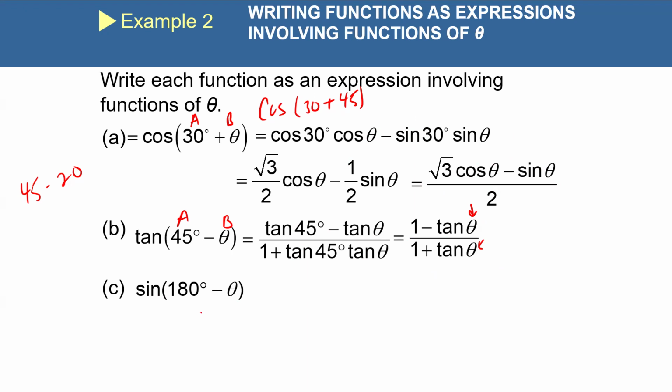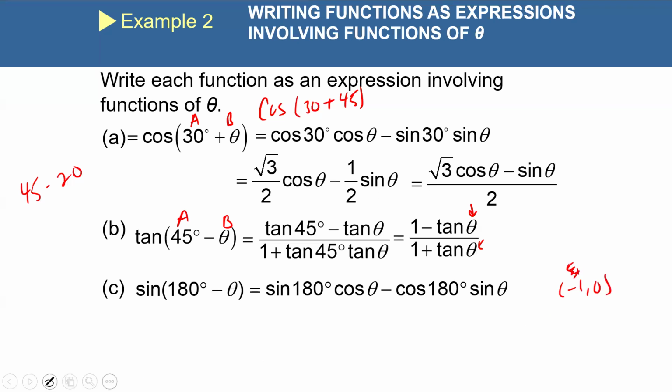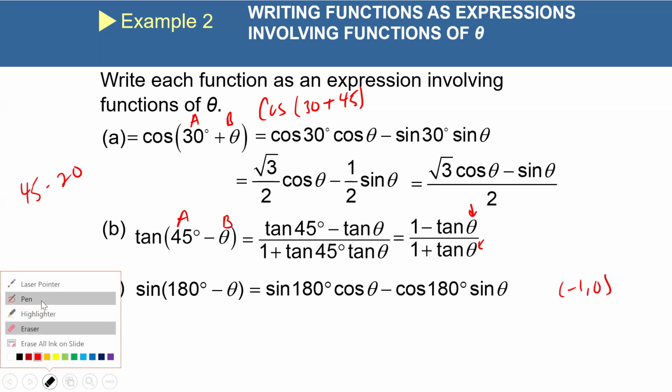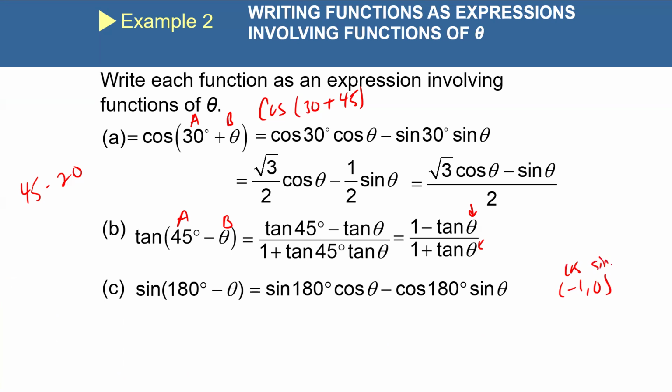All right, last one, sine of 180. Sine, again, is alternating between sine and cosine. It's not CC, it's CS, SC. So you have the sine of 180 times the cosine of theta minus the cosine of 180 times the sine of theta. Okay, where's 180 located on a unit circle? Negative 1, 0. So that means this is your cosine, and this is your sine, right?